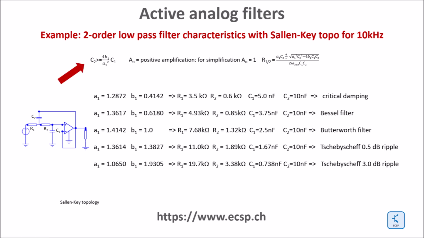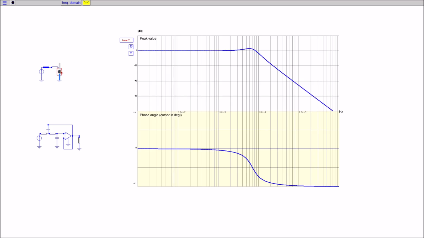Here is an example for the second-order low-pass filter in Sallen-Key topology. In order to get real results for the circuit elements, there is a restriction for the relation between C1 and C2. Watch the perfect correspondence of the RLC and Sallen-Key circuit for the Chebyshev 3 dB filter as an example.